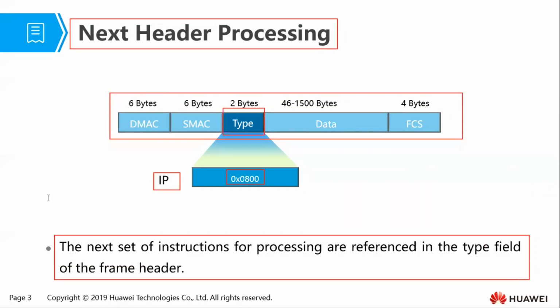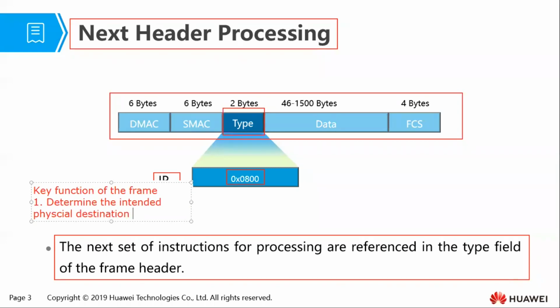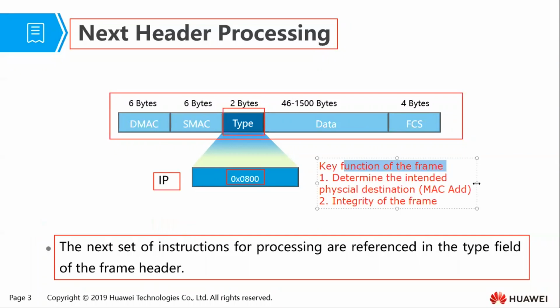Remember, really the key function of the frame is number 1, to determine the intended physical destination. What is the intended physical destination? How do we do that? Using the MAC address. Number 2, the other function of the frame at layer 2 is to determine the integrity of the frame. So these are the 2 main functions of what we looked at in the previous chapter.